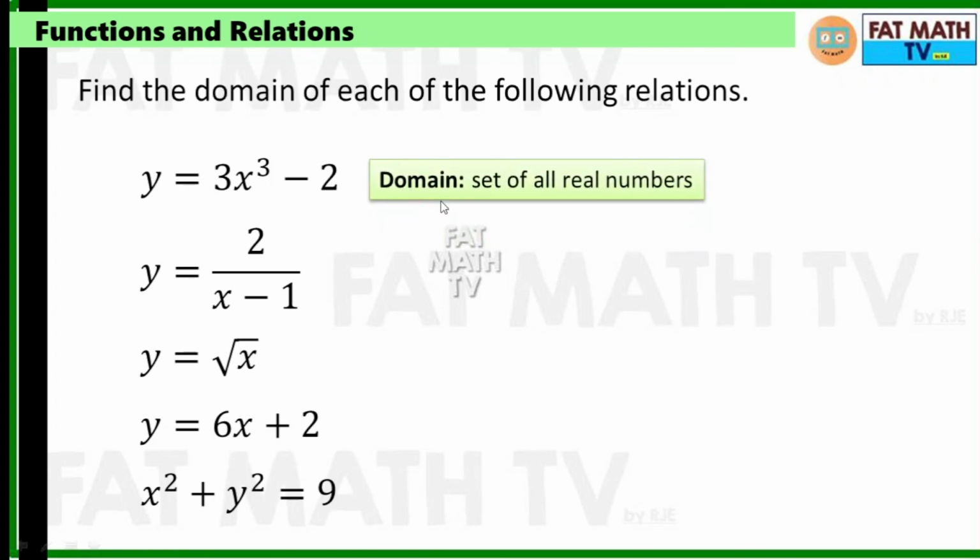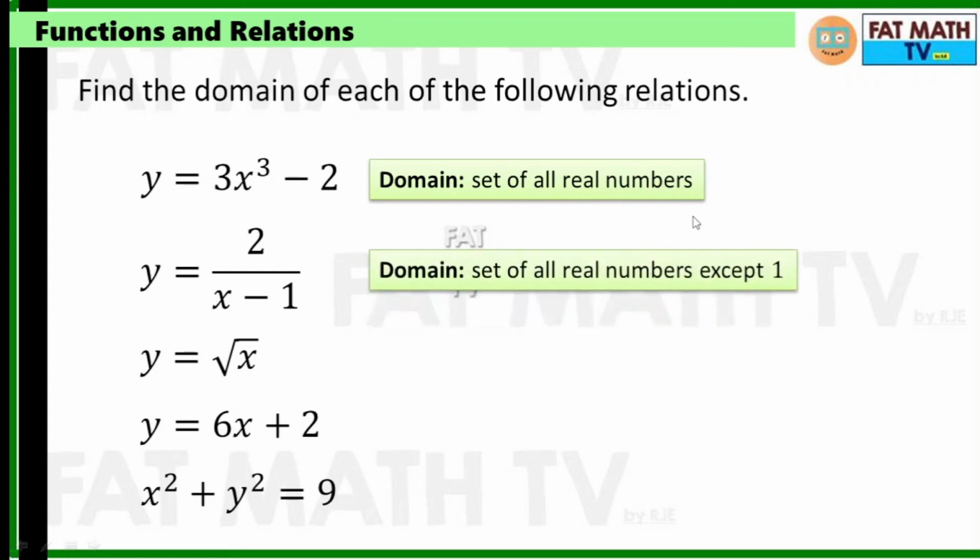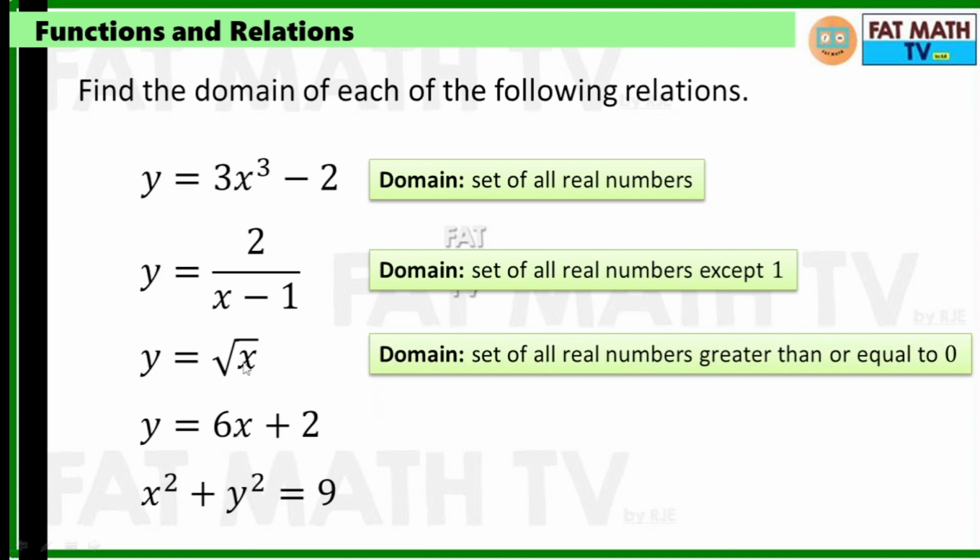So for a polynomial function, the domain is the set of all real numbers, no restrictions. For the second one, all real numbers except positive 1 because 1 will make this denominator 0. And then for the square root of x, this x should be greater than or equal to 0. So all real numbers greater than or equal to 0. You cannot have numbers less than 0 because that would be the square root of a negative number, which is not a real number. So the domain has to be the set of real numbers greater than or equal to 0.